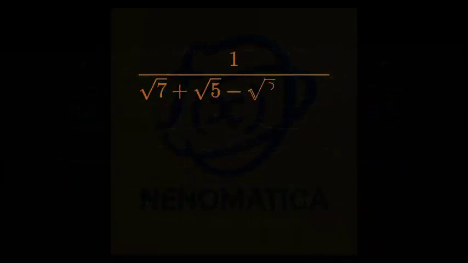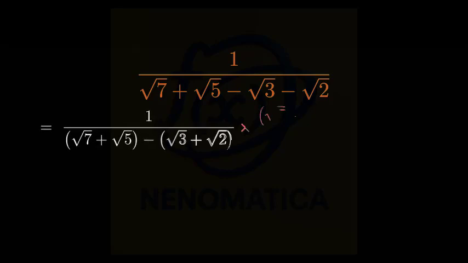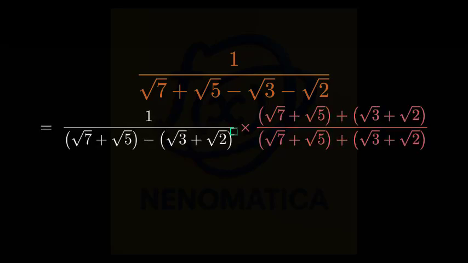Our goal is to simplify the reciprocal of the expression square root of 7 plus square root of 5 minus square root of 3 minus square root of 2. We'll follow the exact algorithm shown. Pair terms, use conjugates twice, expand, and finish with a fully rational denominator. Step 1. Group the first 2 radicals together and the last 2 together, so the denominator reads left group minus right group. Then multiply by the conjugate, which is left group plus right group, over itself.